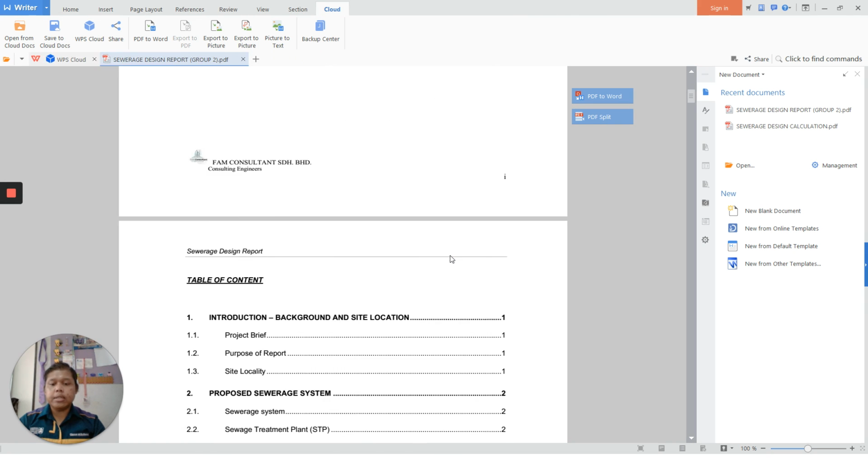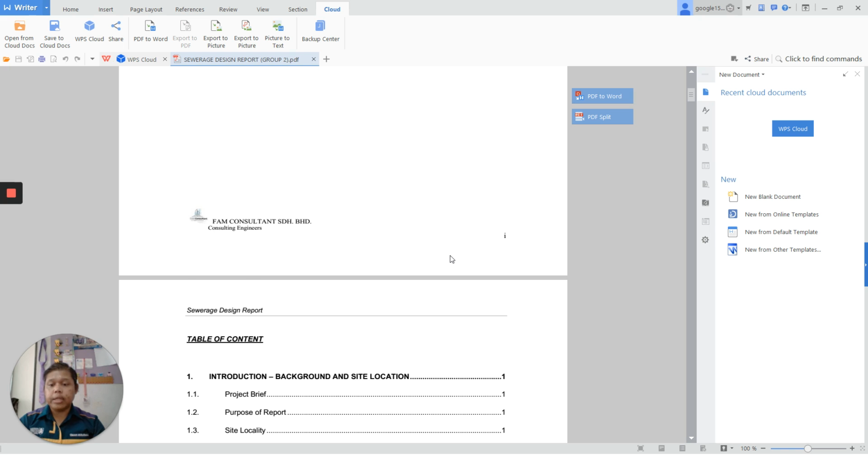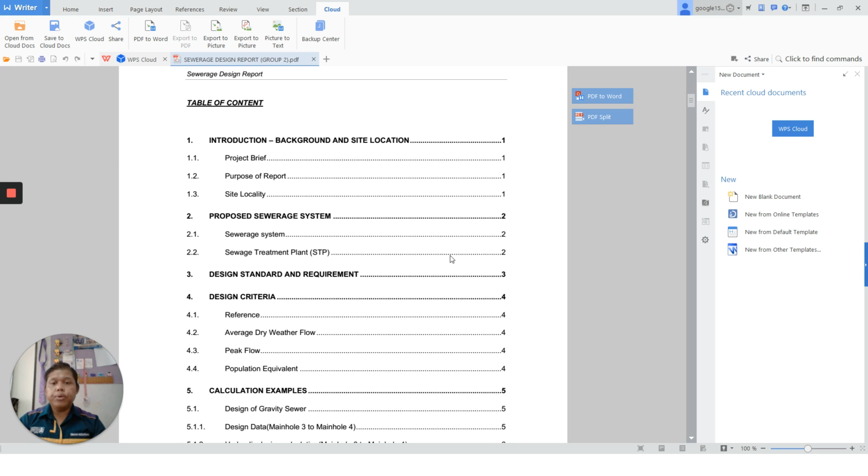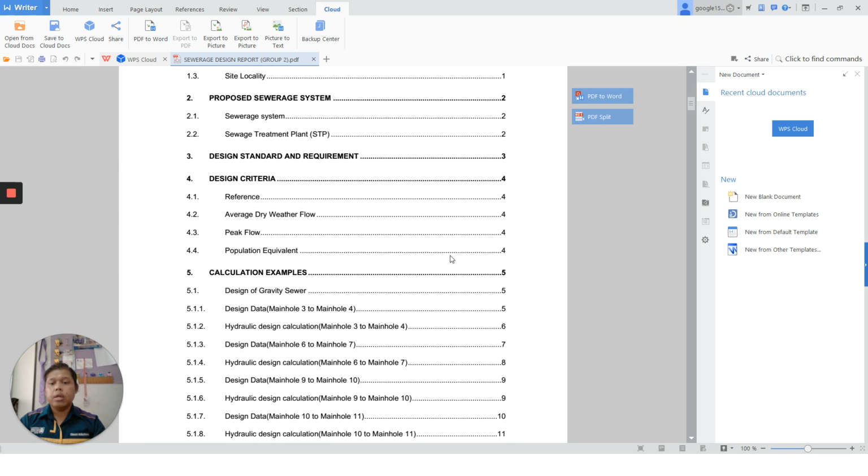So for example, this is the sample of the design report. This is the content that you can follow. I have already attached this design report example in your Microsoft Teams. Okay.